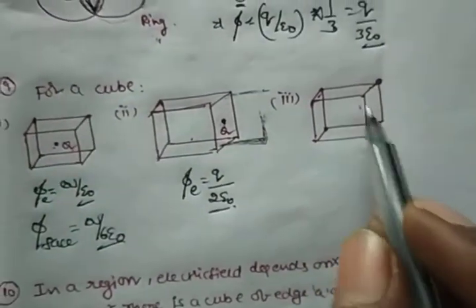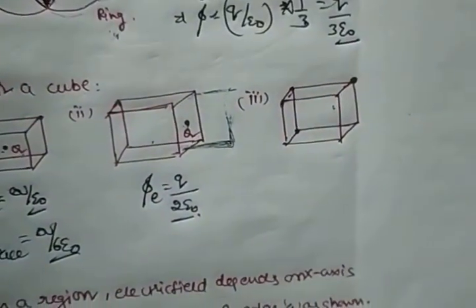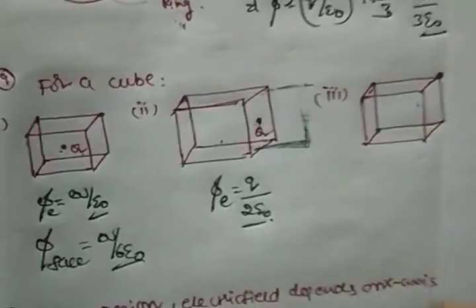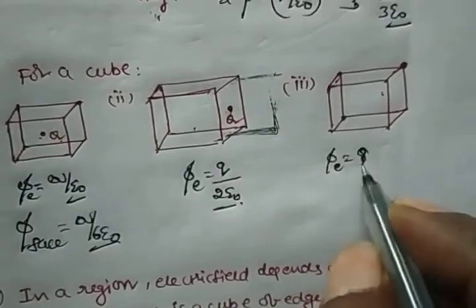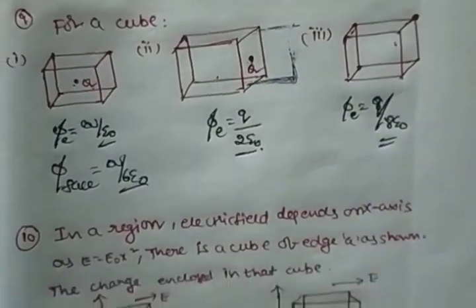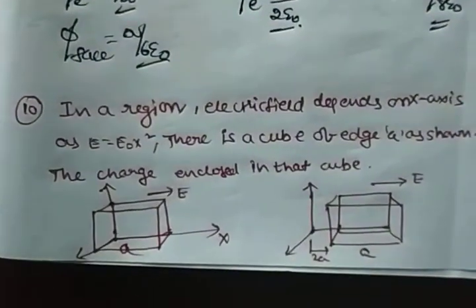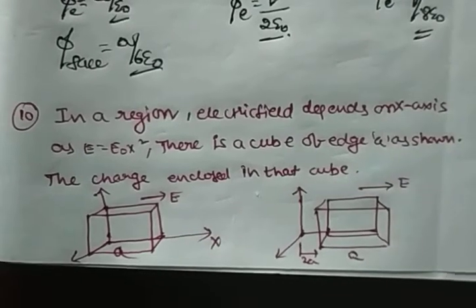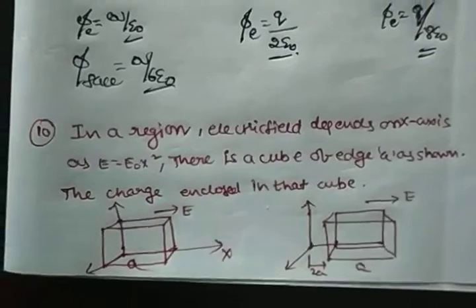Next, in this case, the charge is present at the corner of a cube. How many corners? 8 corners. So that flux is equal to Q by 8 epsilon naught. Next, in a region the electric field depends on the x-axis as E equal to E naught x square, there is a cube of edge A. The charge enclosed in the cube is?